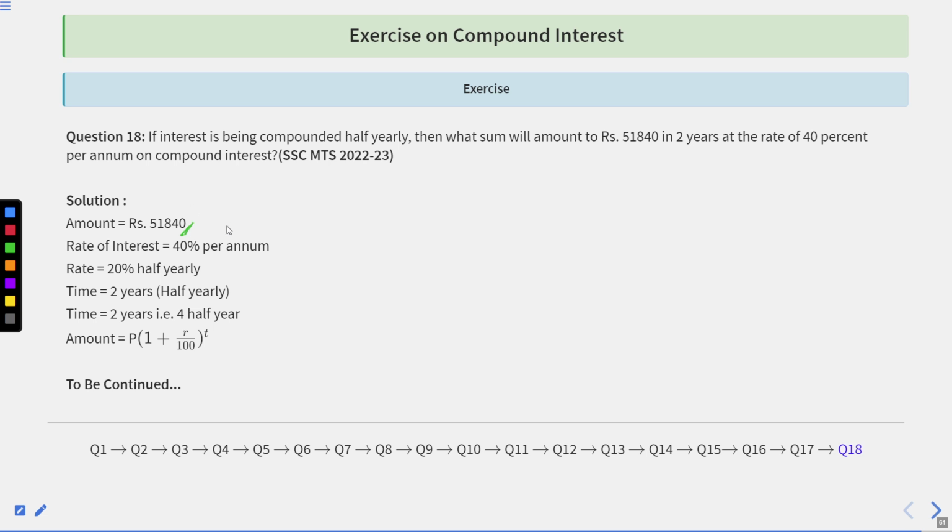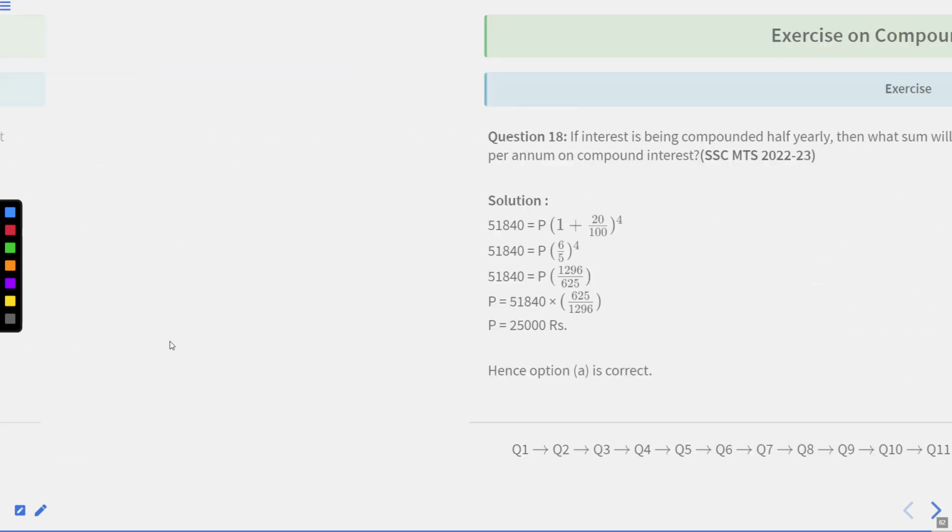Amount is equal to 51,840 and the rate of interest is equal to 40% per annum. And the rate is equal to 20% half yearly. The time is 2 years, that is 4 half years. So the amount is equal to P into (1 plus R upon 100) to the power T. So that is the formula for amount.